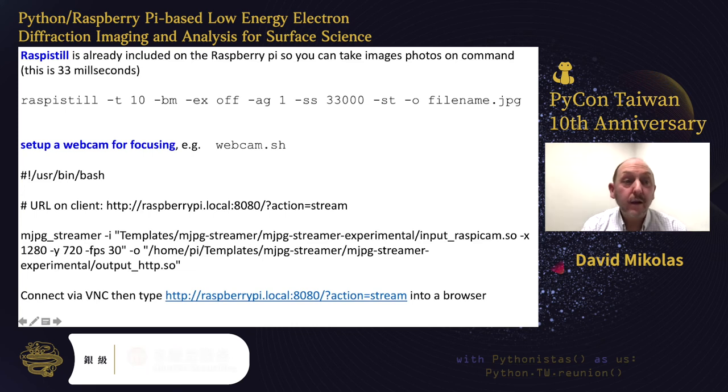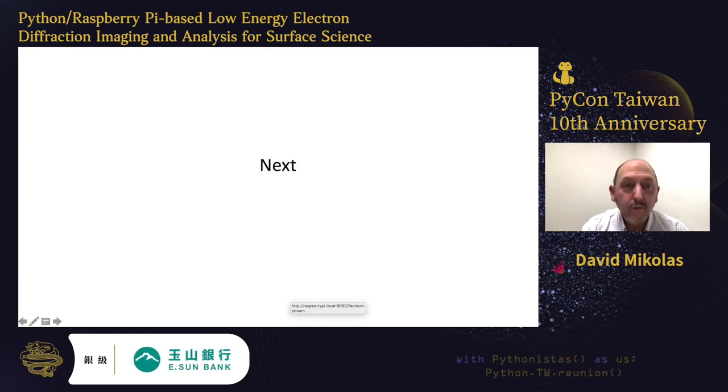Another way to take an image is through a command line. So raspistill comes with the Pi and allows you to take images without having to run Python. And also for the focus, the webcam for focusing, we just use a shell script here. And then you connect via VNC and Ethernet to a laptop, and you type the following line into a browser window, and then boom, you've got a live webcam for your focusing.